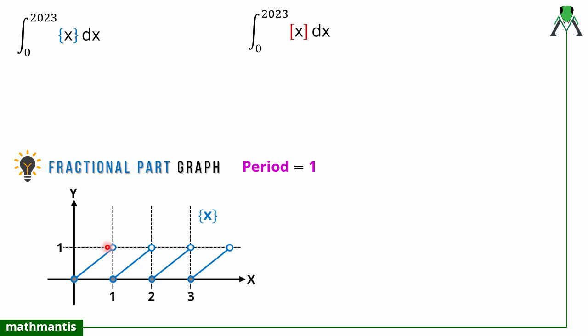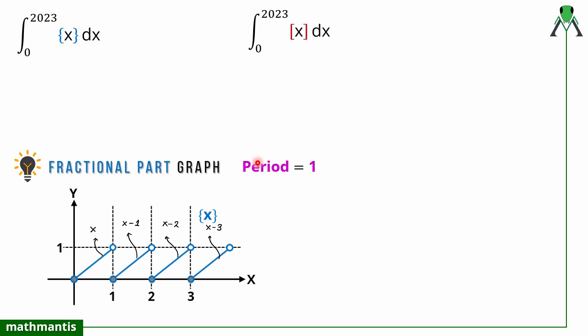We already know the fractional part of x is nothing but x when the value of x is between 0 to 1. After that, the fractional part of x is nothing but x minus 1 when the value of x is between 1 to 2. Then the fractional part of x value is x minus 2. Then it is x minus 3 and so on. You must be already knowing this.